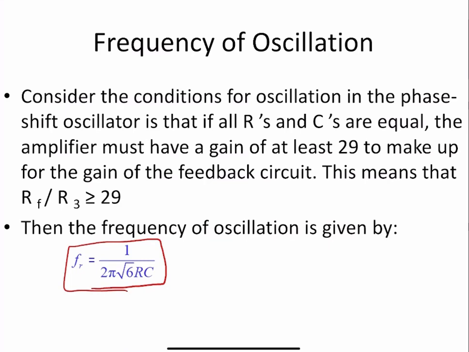You can derive the resonant frequency for this particular oscillator. You have to find the voltage gain of the feedback network. For the 180 degree phase shift of the feedback network, you have to find the value of the resonant frequency. At the phase shift of 180 degrees, what will be the value of frequency? That frequency is known as the resonant frequency, which would be given by 1 by 2 pi root 6 RC.